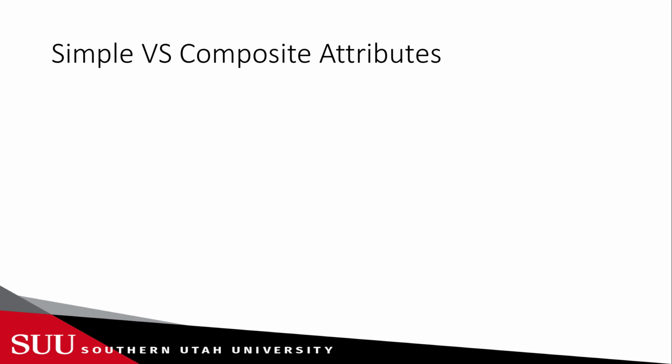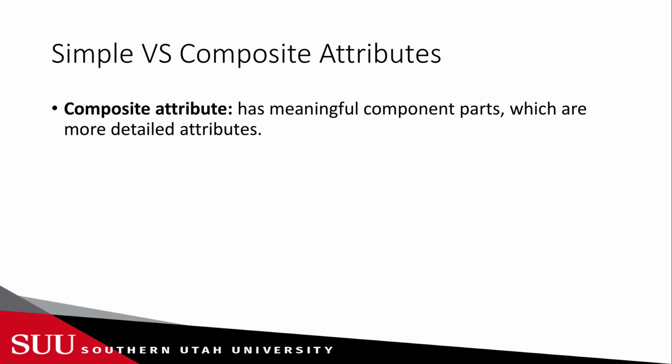The second one we want to talk about is simple versus composite attributes. So the composite attribute will have meaningful component parts, which are more detailed attributes. An example of this would be an address. So for the address, you will have, for example, the street name.